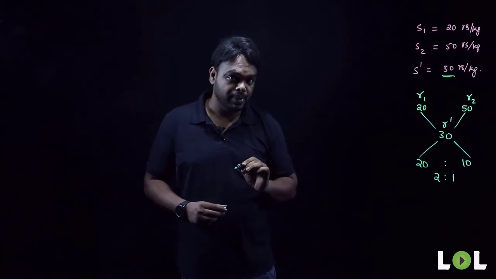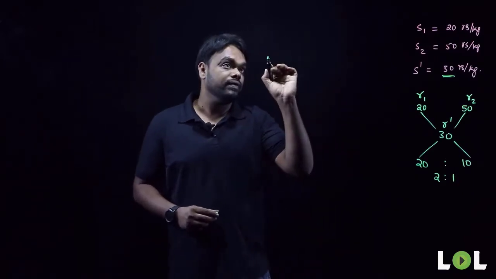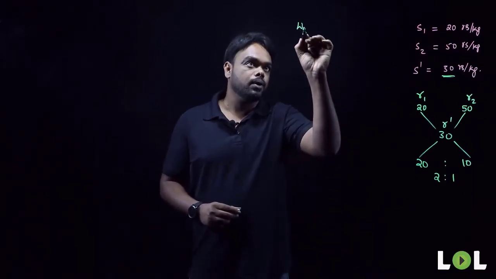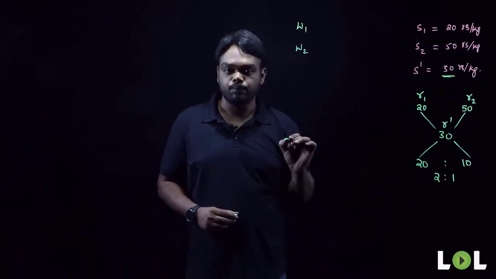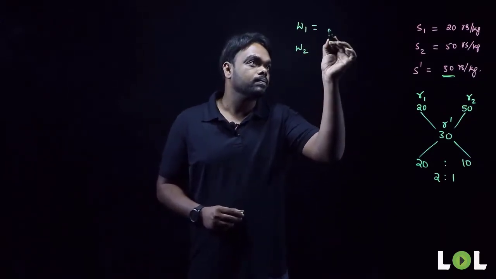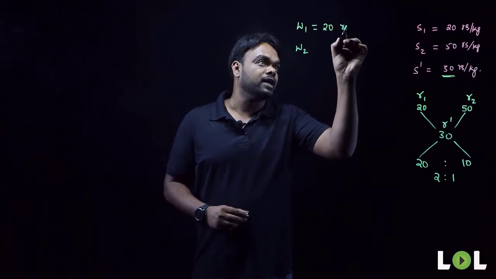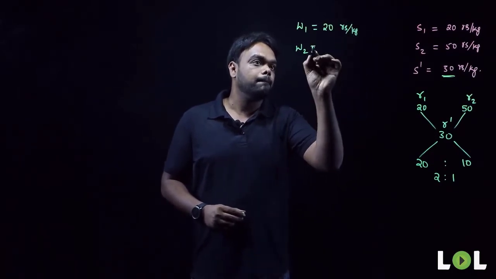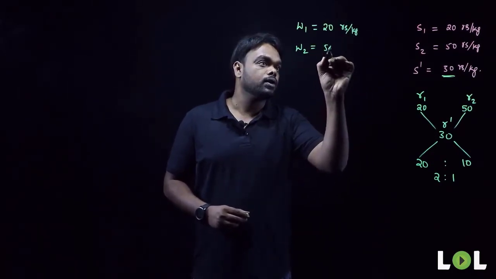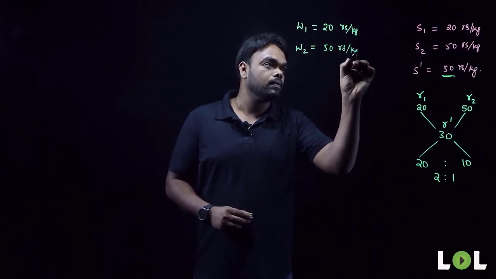Let us see one more example. Suppose I say there are two types of wheat, wheat 1 and wheat 2. Now wheat 1 costs you, let's say, 20 rupees per kg, and wheat 2 costs you 50 rupees per kg.